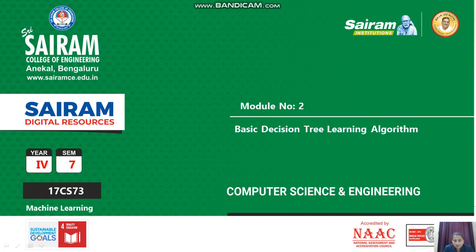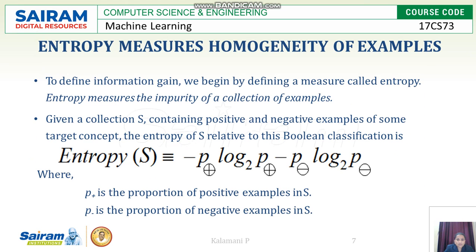In order to find the information gain, we need to measure the entropy. The purpose of entropy is to measure the impurity of the training examples. So now we'll see what is meant by entropy and information gain in this class, as part of the decision tree learning algorithm. This is the entropy formula.